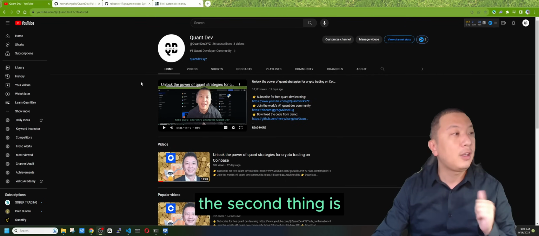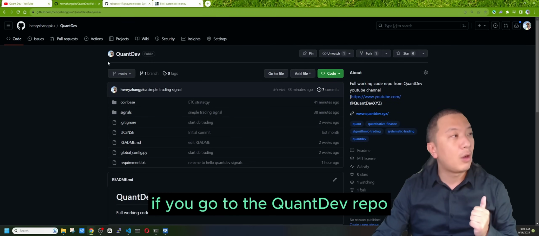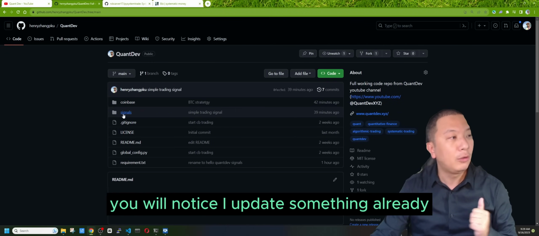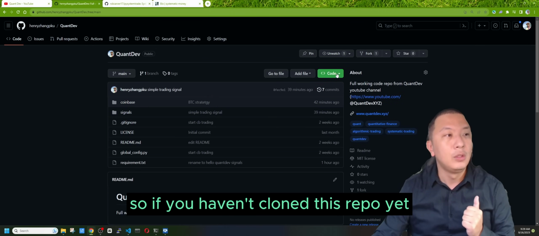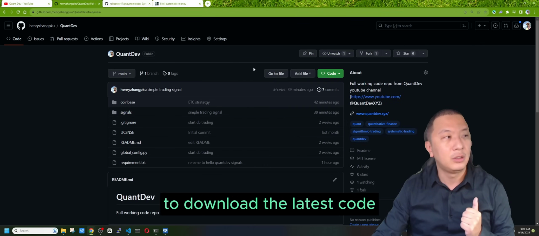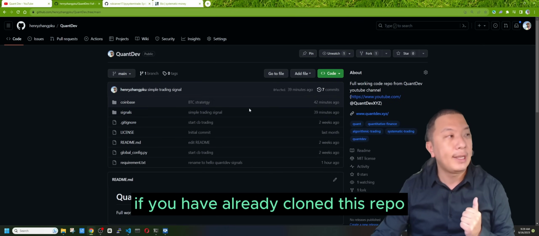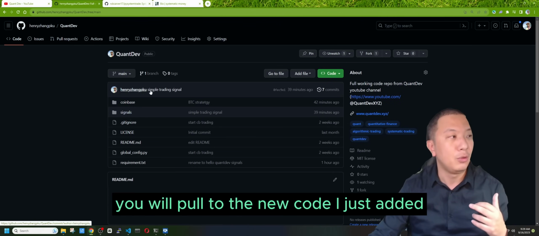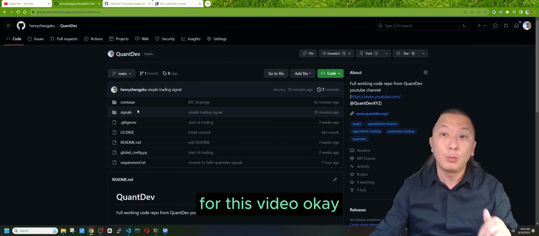The second thing is, if you go to the QuantDev repo I posted from my last video, you will notice I updated something already. So if you haven't cloned this repo, do run a git clone to download the latest data. If you have already cloned this repo, just run a git pull. You will pull the new data I just added for this video.